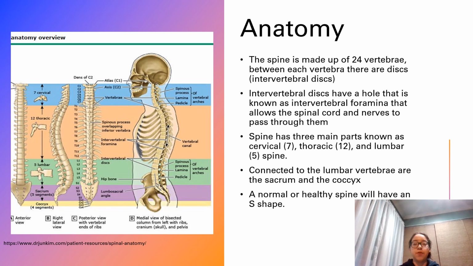The spine can be broken down into 5 parts, which are the cervical vertebrae, thoracic vertebrae, lumbar vertebrae, the sacrum, and the coccyx. A normal or healthy spine will have an S shape when it's viewed from the side, or laterally. In the cervical vertebrae, there are around 7 vertebrae. The thoracic will have 12 vertebrae, and the lumbar will have 5, but sometimes it can also have around 6 vertebrae, and that is completely normal or healthy. It does not change the anatomy in any way.